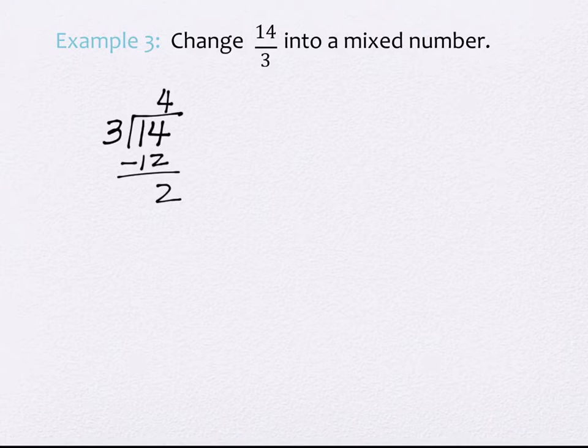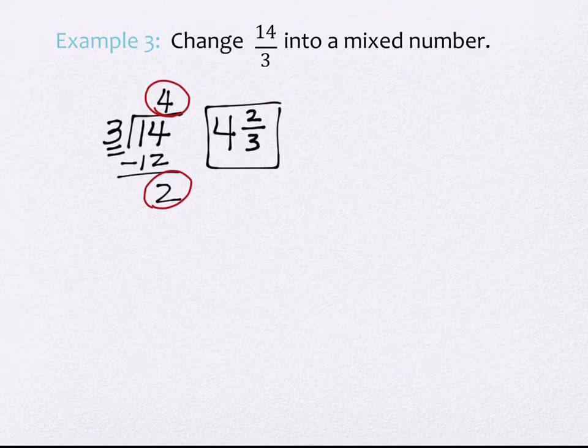2. So when we write our answer, the number that divided out completely is first. That's my integer. The remainder is my new numerator, and the denominator is the same denominator I started with, which is the number I'm dividing by on the outside. So this is 4 2/3 as a mixed number.